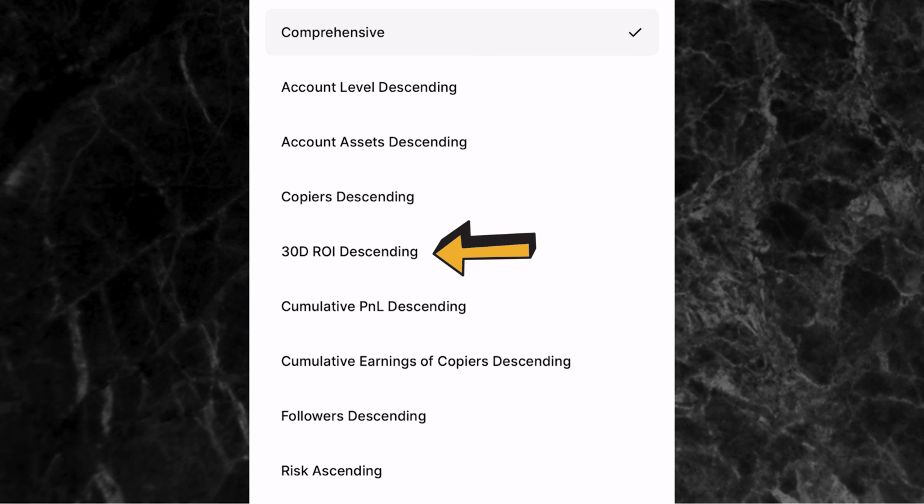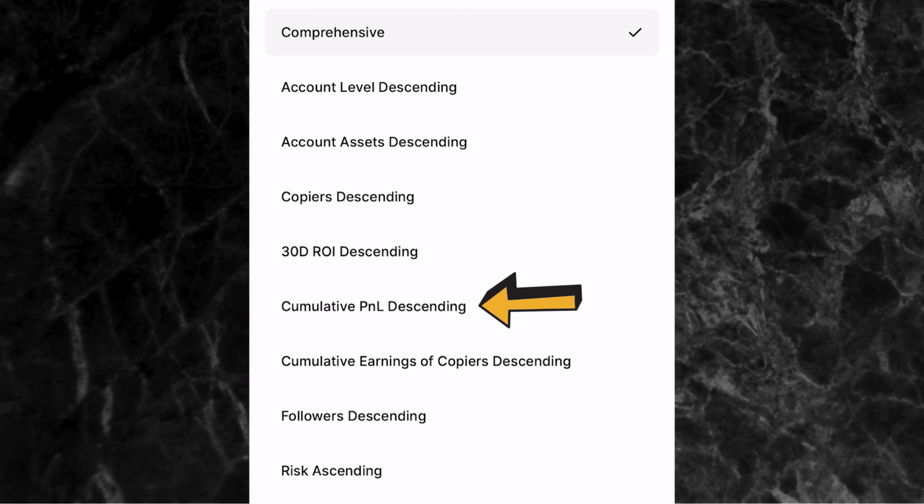And then I'll see other traders down to the trader with the lowest 30-day ROI. I hope you understand. Now, the next category will be cumulative P&L descending. So this one is different. It will show me the traders that have the highest cumulative profit or loss, and then other traders until I get to the trader with the lowest cumulative P&L. And this cumulative P&L will show you the amount the trader has made himself. That's the meaning, not the amount he has made for other traders.